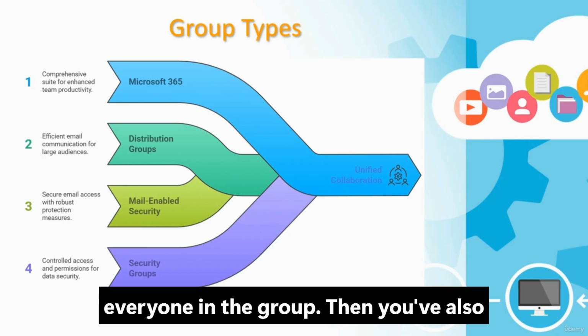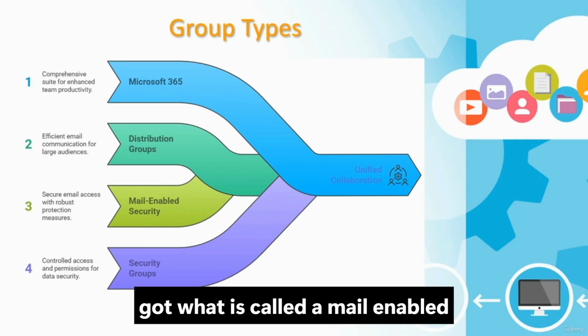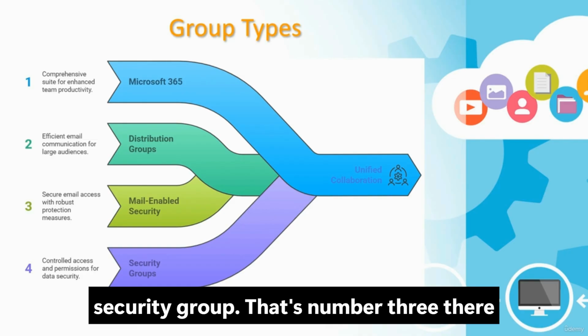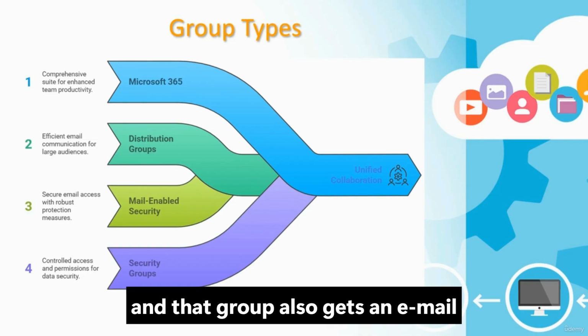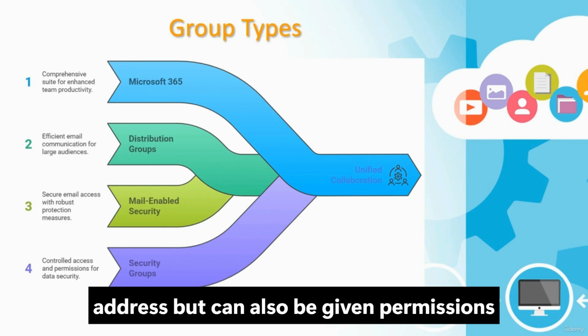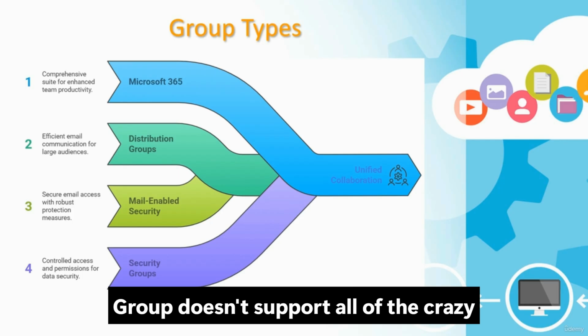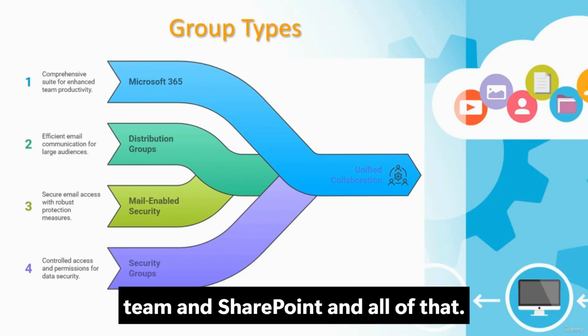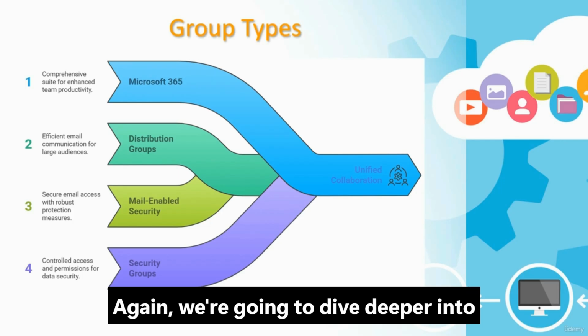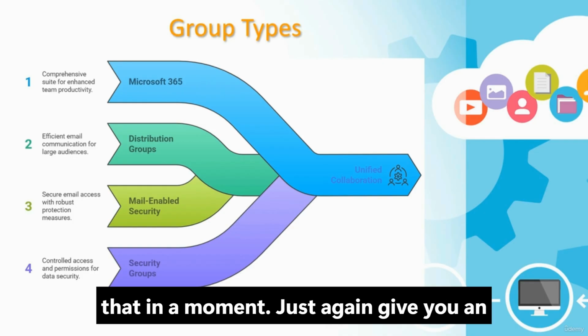Then you've also got what is called a mail-enabled security group. That's number 3 there, and that group also gets an email address, but can also be given permissions to resources. But unlike a Microsoft 365 group, it doesn't support all of the crazy features, like creating a team and SharePoint and all of that. Again, we're going to dive deeper into that in a moment. Just giving you an overview. The last one is a security group.